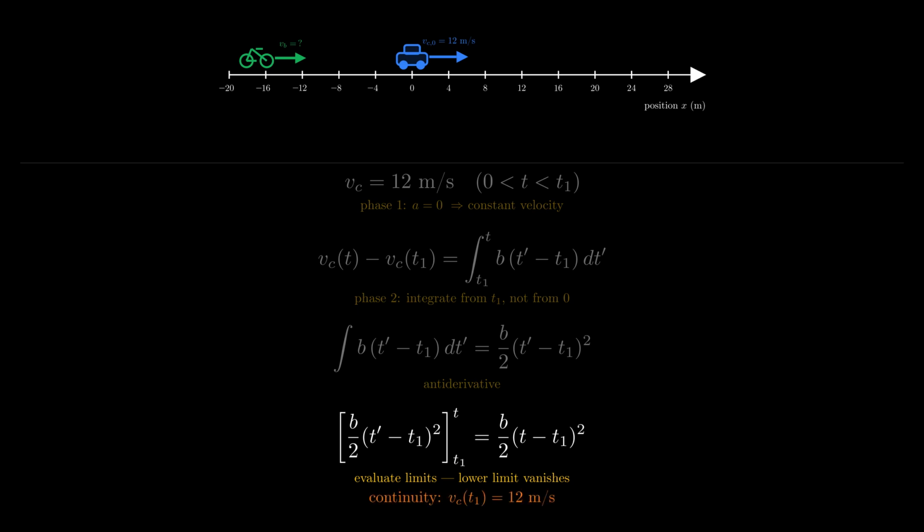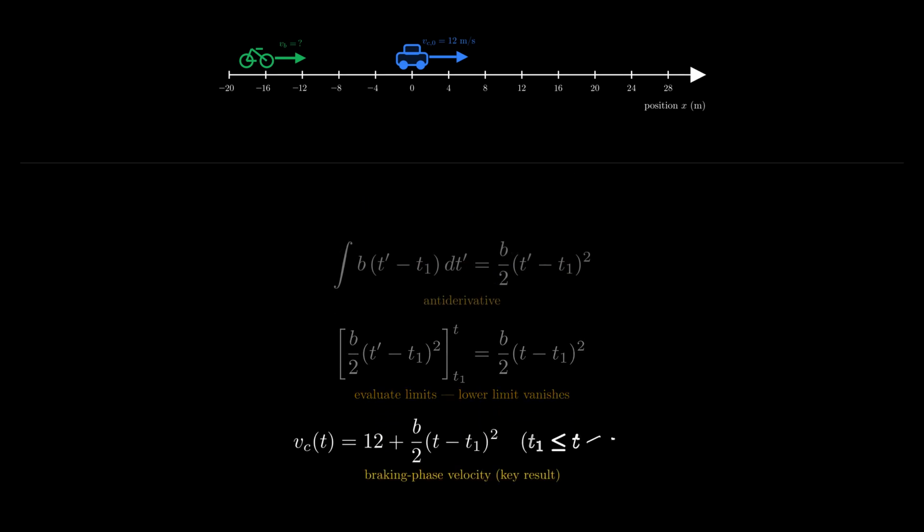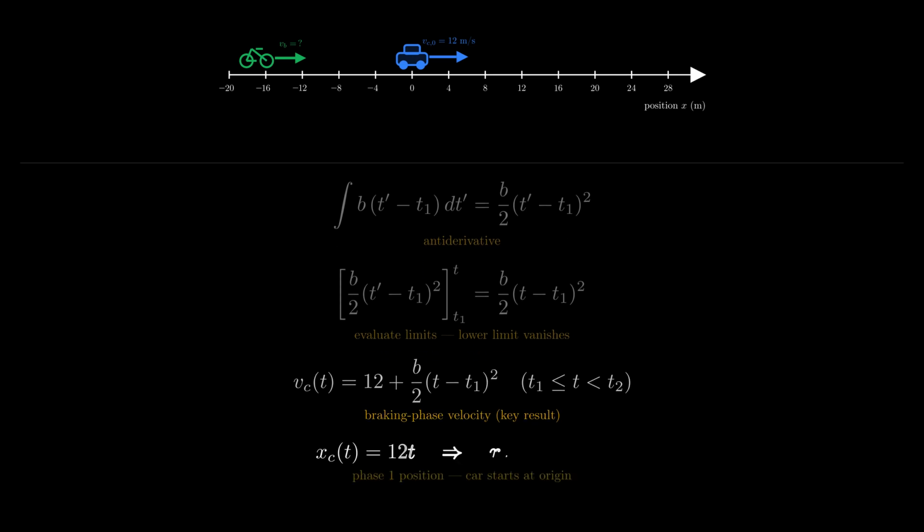Velocity is continuous at the boundary, so v sub c of t1 equals 12 meters per second. The braking velocity is therefore v sub c of t equals 12 plus b over 2 times the quantity t minus t1 squared. For position, we split the integral at t1. In the first phase, s sub c of t equals 12 times t, since the car starts at the origin, at t1 equal to 1 second. S sub c equals 12 meters.